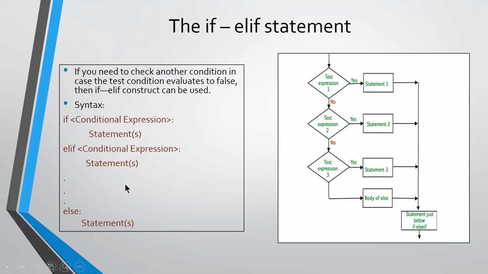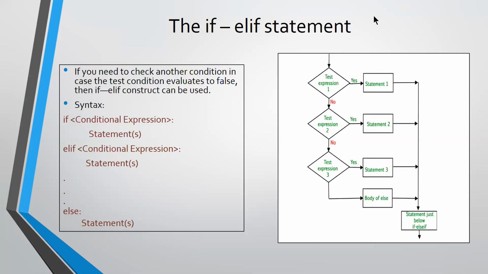Okay, so I'll be checking another condition only if the previous condition is evaluated to false. That we call the if-elif statement, or the if-elif ladder. Ladder means it goes step by step. It will look like a ladder, and when you look at the syntax, it looks like a ladder. So it is also called the if-elif ladder.